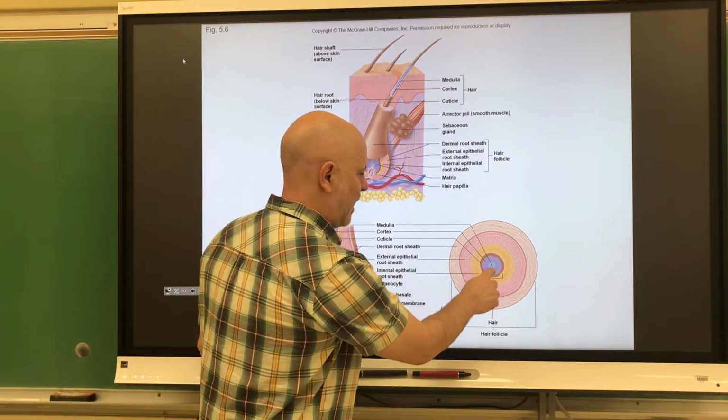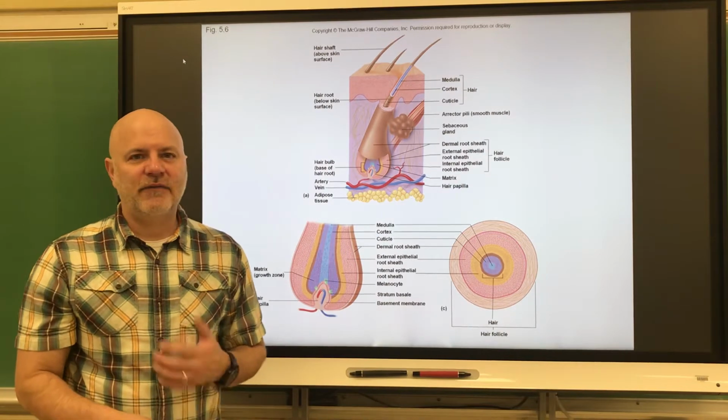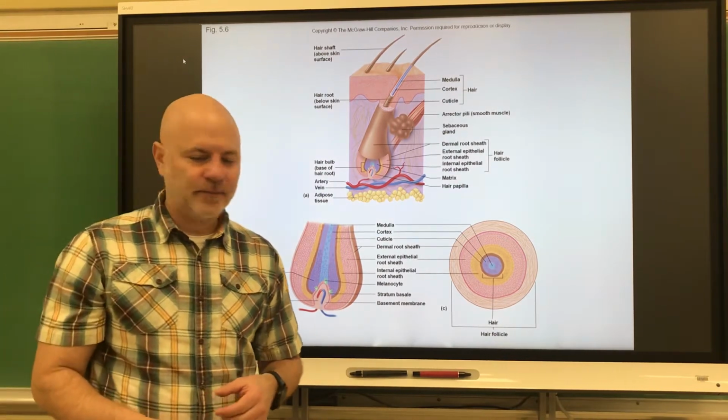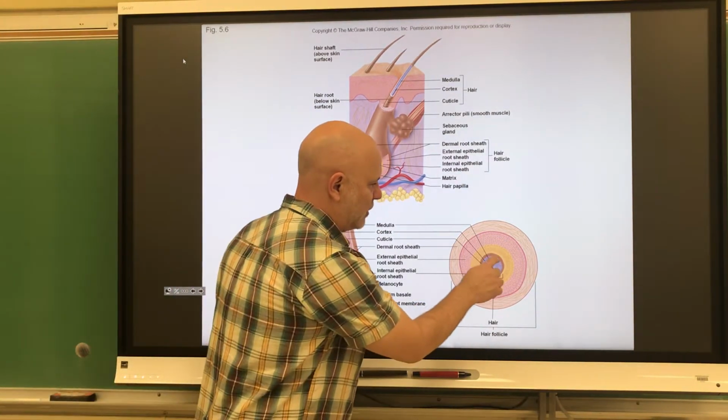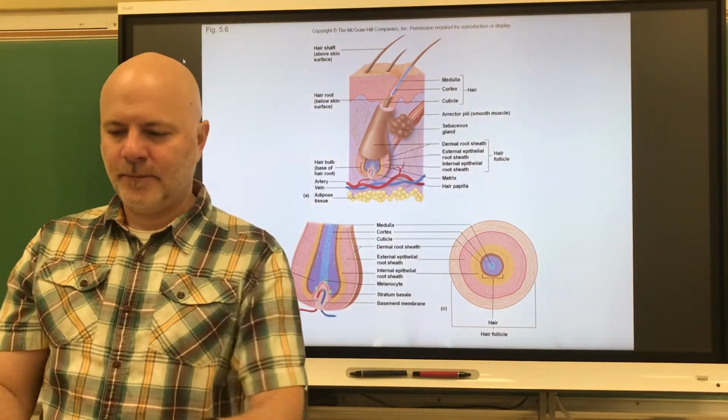Around that, that purplish area there is the cortex, and so this is a layer of keratinized cuboidal cells. And then outside of that, shown here in brown, is the cuticle, which is the surface layer.